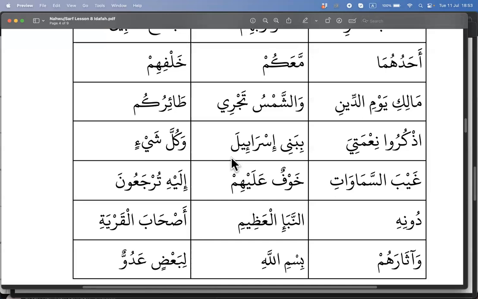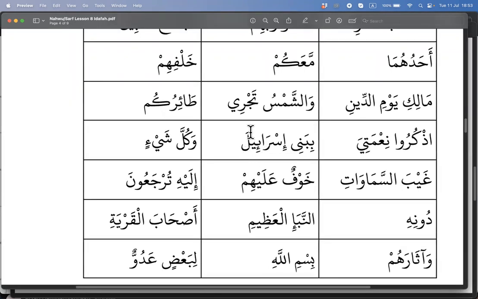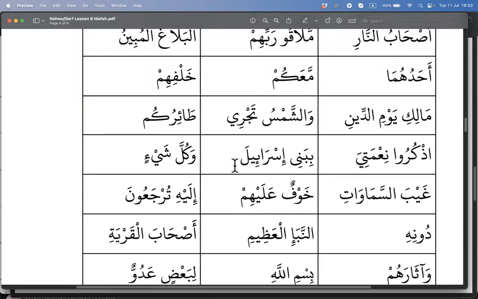Just like Ibrahim, Ibrahimu, Ibrahima, Ibrahima. This is the same: Isra'ilu, Isra'ila, Isra'ila. So the jar version will still have a fathah ending. So Bani is mudaf, Isra'ila is actually mudaf ilayhi. You have to remember that sometimes jar doesn't look like jar. You have to double check whether it is really jar. Understand? All right.